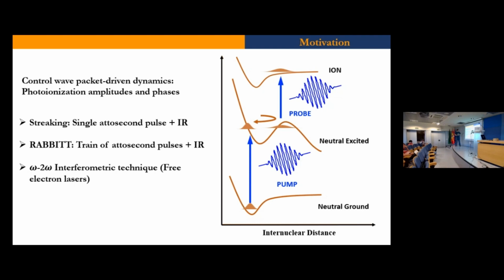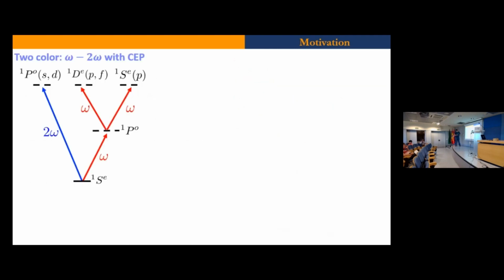You also have the RABBIT technique, which, instead of a single attosecond pulse, uses a train of attosecond pulses plus an infrared pulse. But you also have the 2 omega to omega technique, which has recently been used in free electron laser measurements. Okay, so we're going to go with the 2 omega to omega technique.